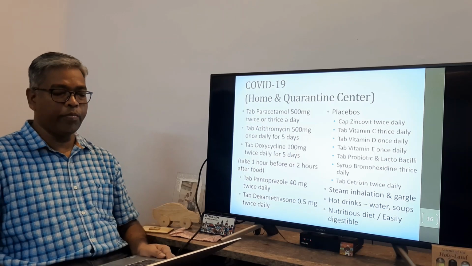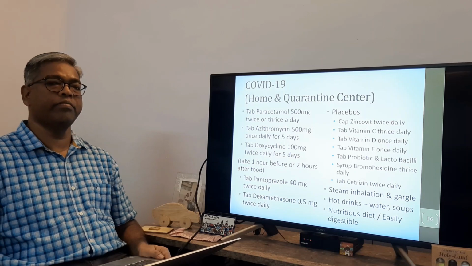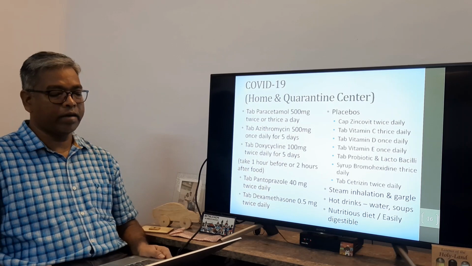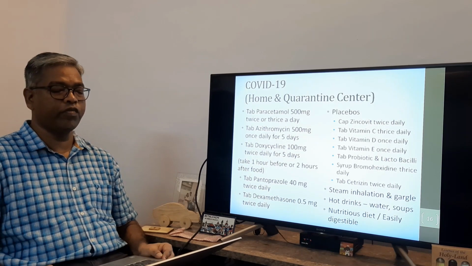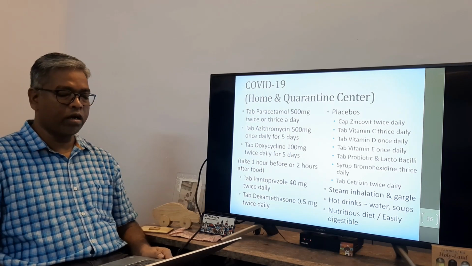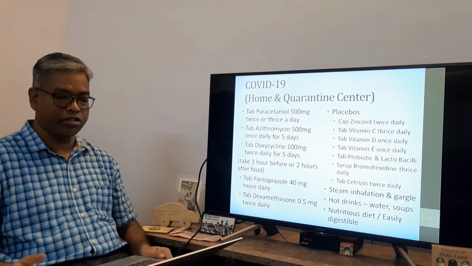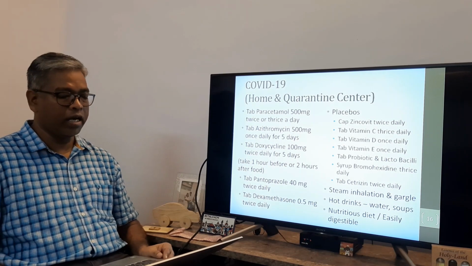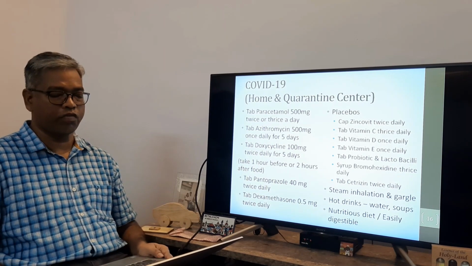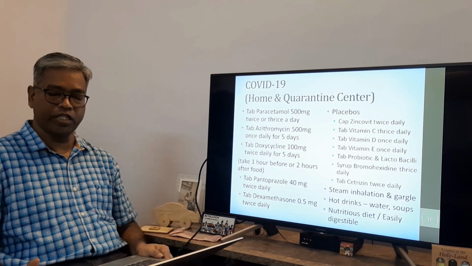So it is very important that paracetamol, even if you are asymptomatic, sometimes it is good to take at least twice daily. And tablet azithromycin 500 mg once daily for 5 days. This has been recommended by all the experts also, just to protect you from chest infections, secondary bacterial infections and all that. And some people advise after azithromycin to take a course of doxycycline also, 100 mg twice daily for 5 days, which I took.